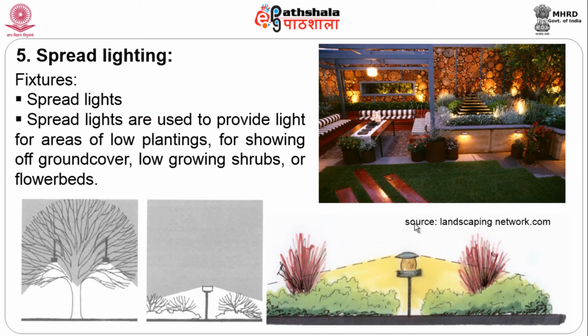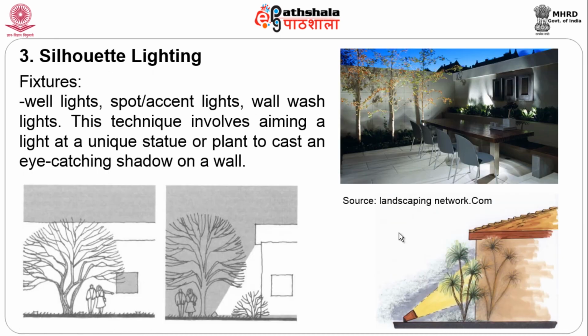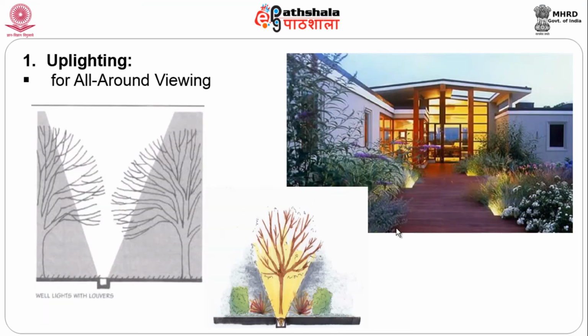We also saw spread lighting, where all your landscape elements, your bushes, your flowering beds, can be highlighted. And spot lighting is of course to highlight particular spots. It could be your pools, decks or even your sculptures. Silhouette lighting is to dramatize the areas of plants. And of course, moon lighting is such an interesting lighting technique that has been highlighted everywhere with respect to plant species. Then your uplighting, again directional and for all round viewing. So, with this you create lots of differences in your landscape. Thank you.